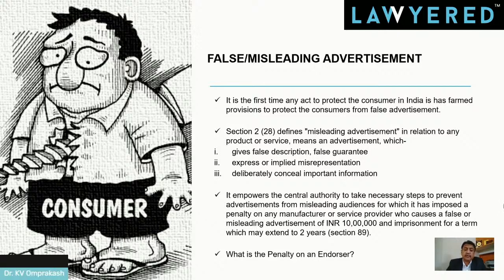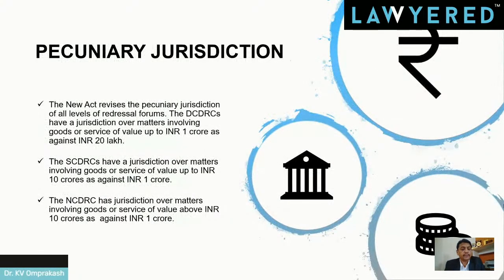So misleading advertisement is defined under section 2(28), which says or includes, gives false description, false guarantee, express or implied misrepresentation, deliberately conceals important information. So concealment, express or implied misrepresentation, or false guarantee. These are the main conditions to define a false advertisement. And in case you are liable, the penal amount is mentioned as fine, and it also includes imprisonment. Next slide, please.